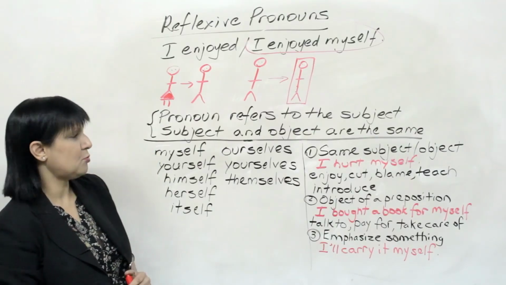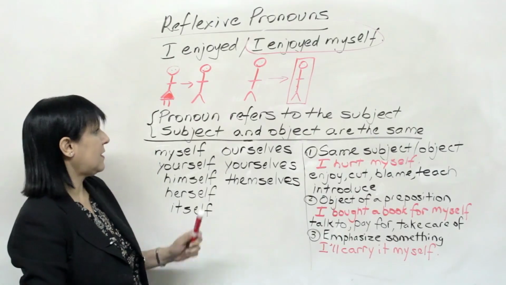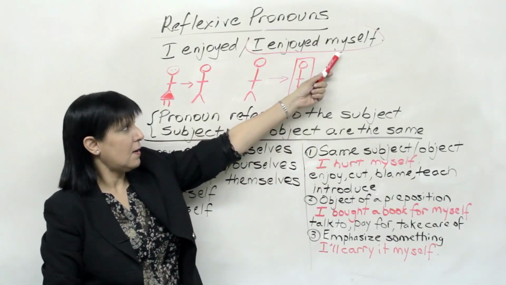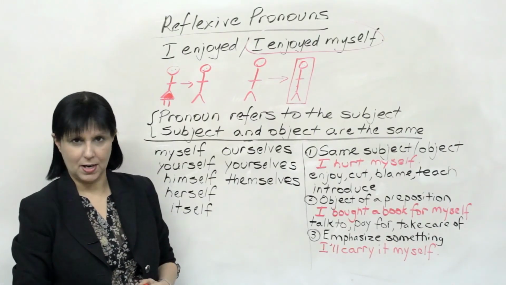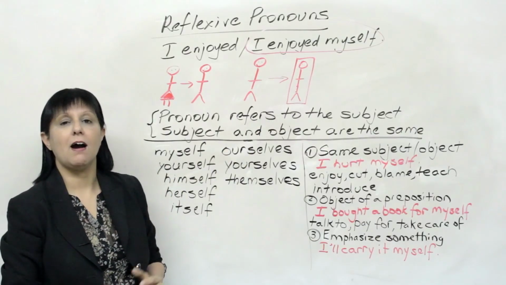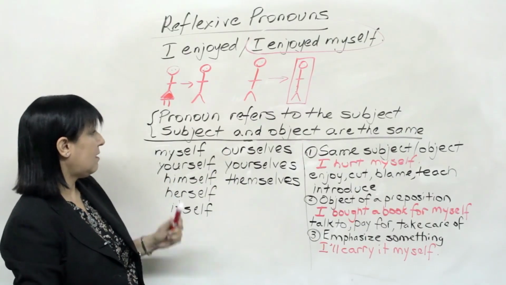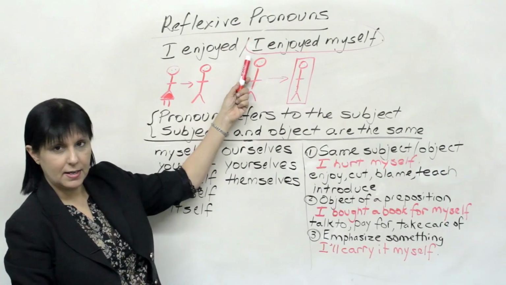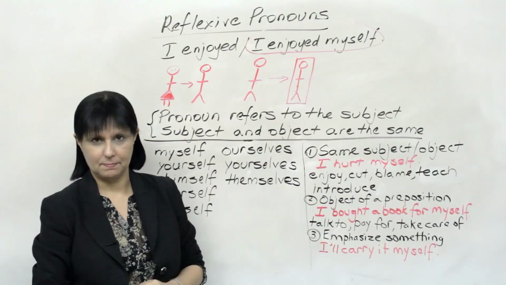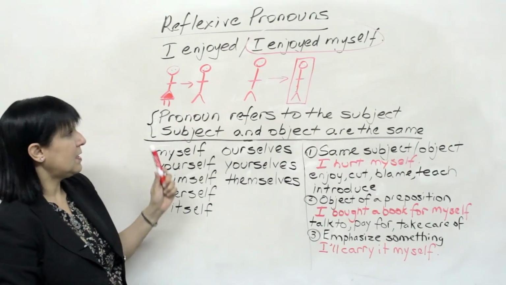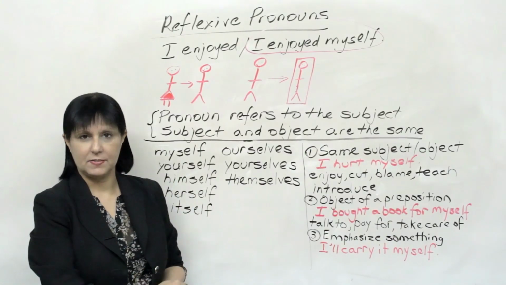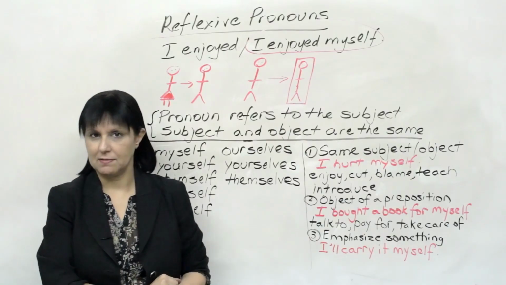So a reflexive pronoun is a pronoun that refers to the subject of the sentence. So here, myself is a reflexive pronoun which refers to what? To the subject of the sentence, which is I. Right? In other words, the subject, I, and the object, myself, are the same person. Right? So let's differentiate this from a regular kind of sentence where we don't use a reflexive pronoun.